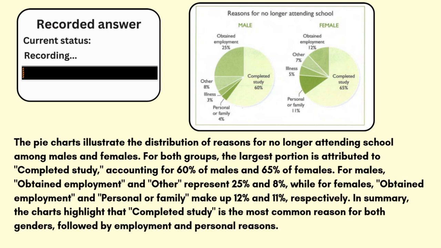The pie charts illustrate the distribution of reasons for no longer attending school among males and females. For both groups, the largest portion is attributed to completed study, accounting for 60% of males and 65% of females. For males, obtained employment and other represent 25% and 8%, while for females, obtained employment and personal or family make up 12% and 11%, respectively.